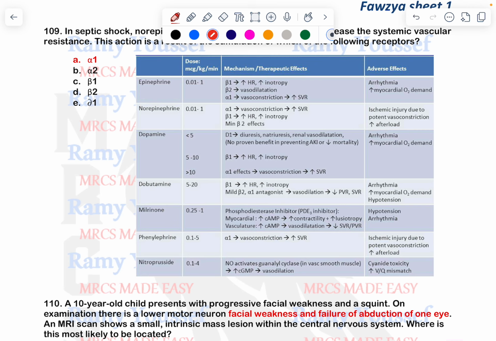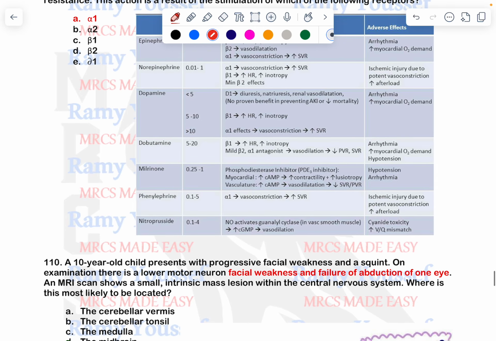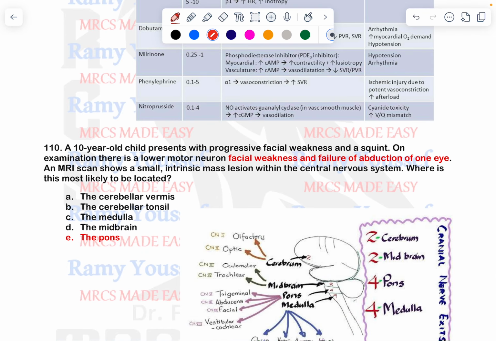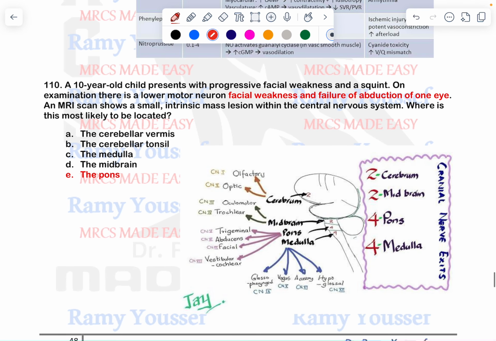Facial weakness means the muscles of facial expression are also involved. The facial nerve is also there, along with the sixth nerve. So what are the options? Midbrain, pons, medulla. Pons, that's where the nerves are. These are the two nerves, the facial nerve and the abducens nerve. That's why two nerves are involved.